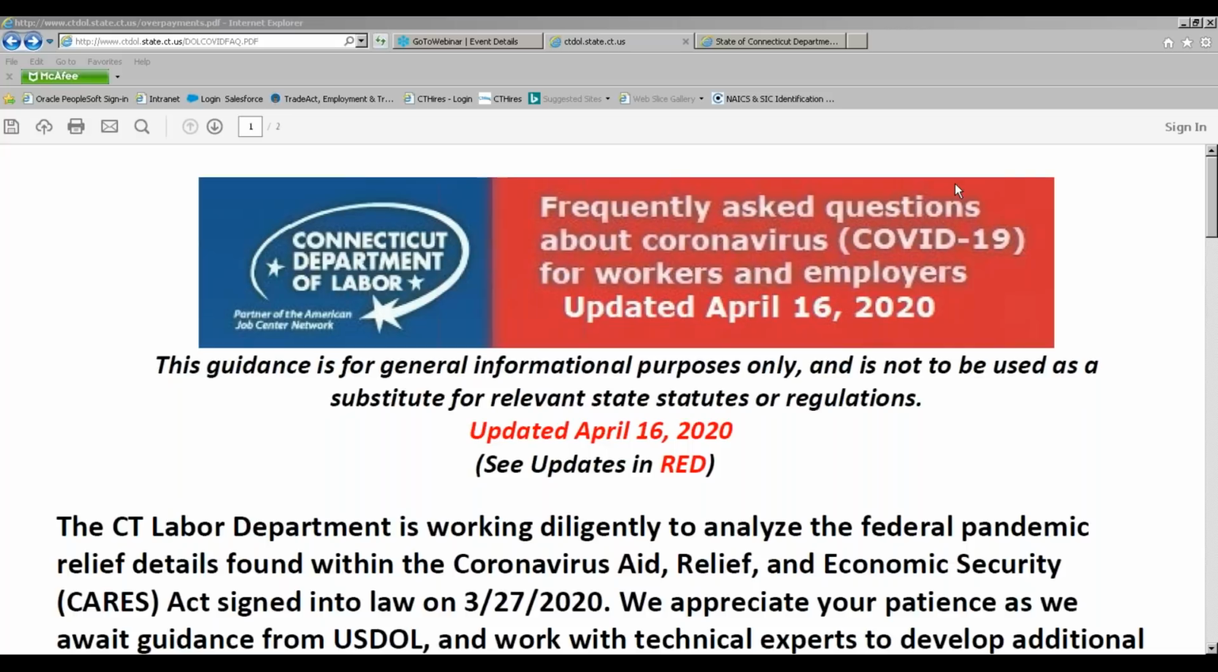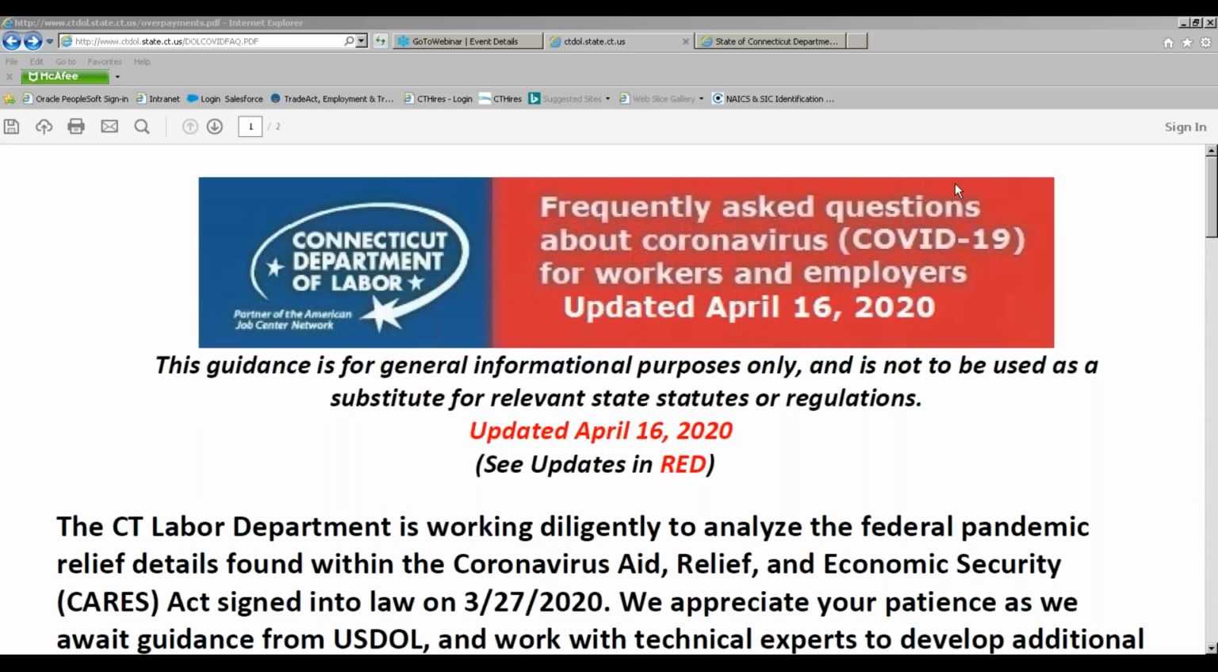Do you know at what point I will need to begin to make weekly job search efforts to be deemed eligible? At this time, the weekly job search requirement has been waived in the state of Connecticut. We understand that this is a temporary stoppage, and once the rule is reversed, you'll be notified.